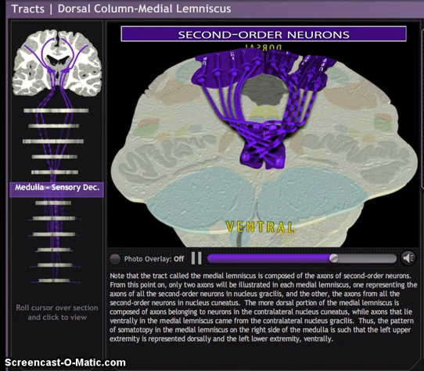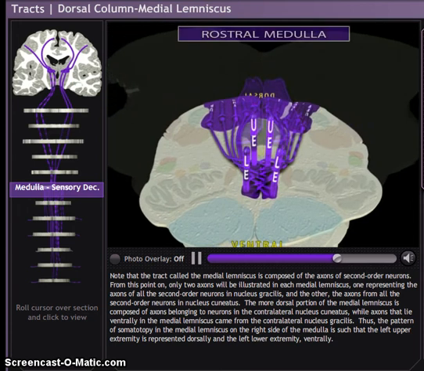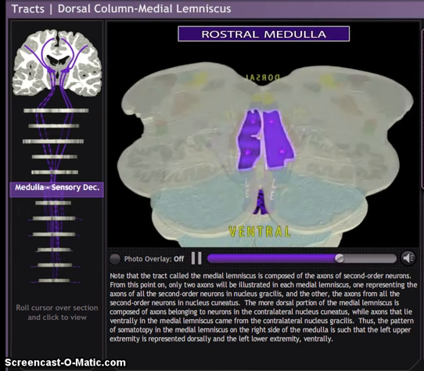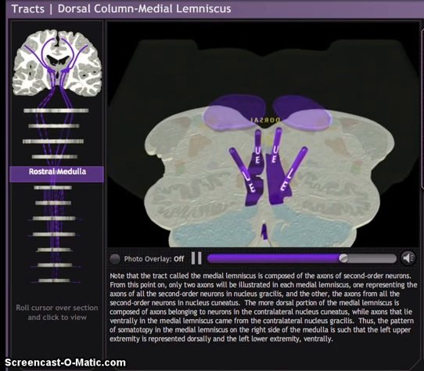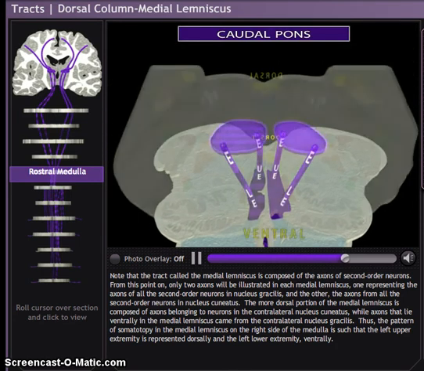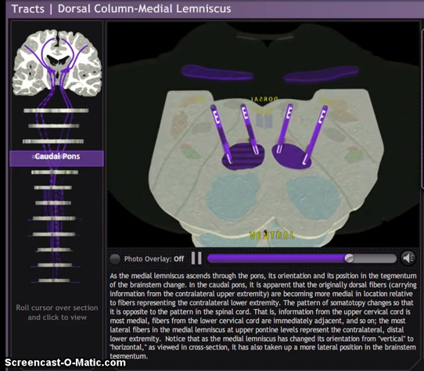From this point on, only two axons will be illustrated in each medial lemniscus. One represents the axons of all the second-order neurons in nucleus gracilis, and the other, the axons from all the second-order neurons in nucleus cuneatus. As the medial lemniscus ascends, its orientation and position change.